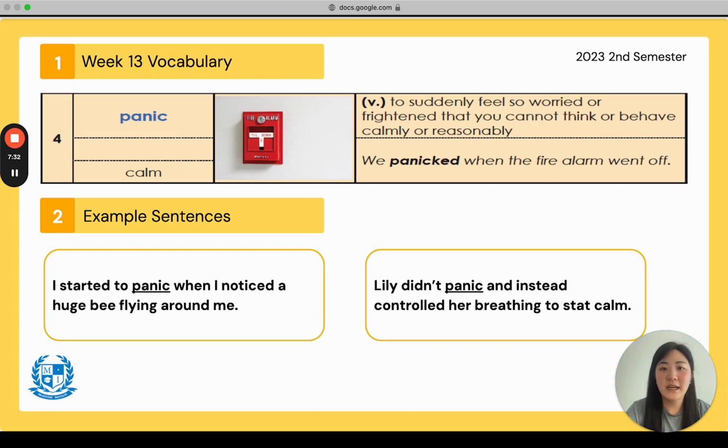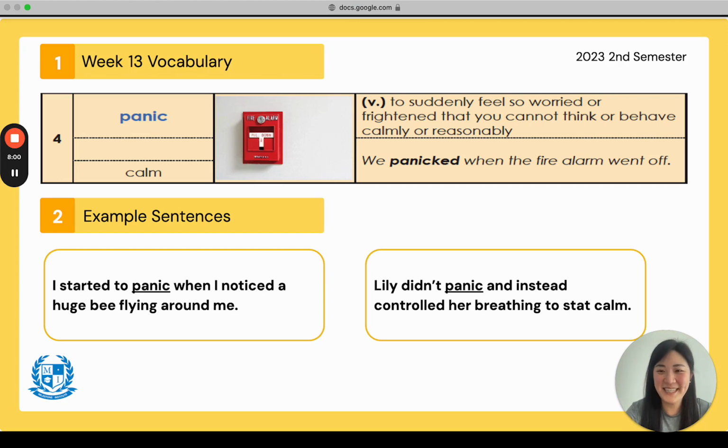Here, in the example sentence, it says, we panicked when the fire alarm went off. That's exactly what you shouldn't do when the fire alarm goes off. That's why you guys have fire alarm drills at school, right? To stay safe. Panicked, also here in the past tense, we add a K. So make sure that you remember that when you're doing your writing. We panicked when the fire alarm went off. Your turn.